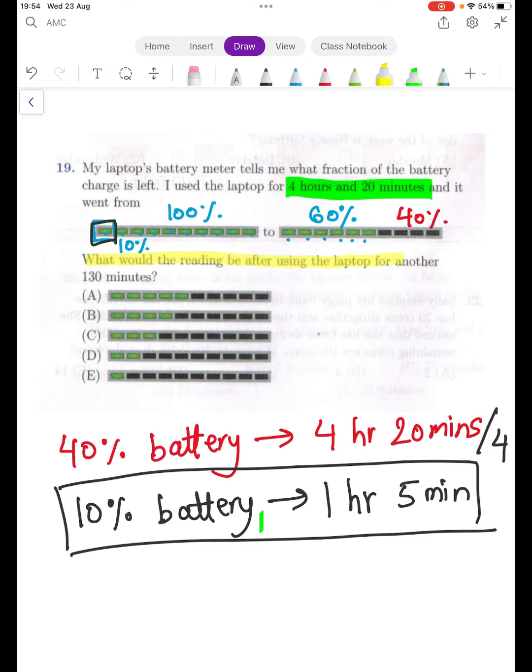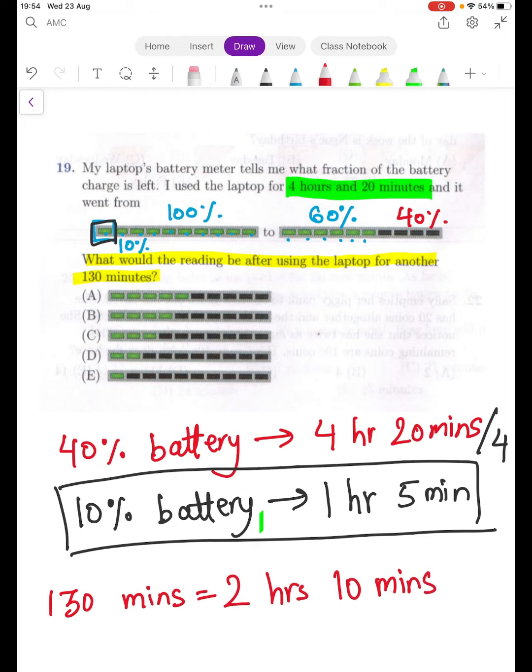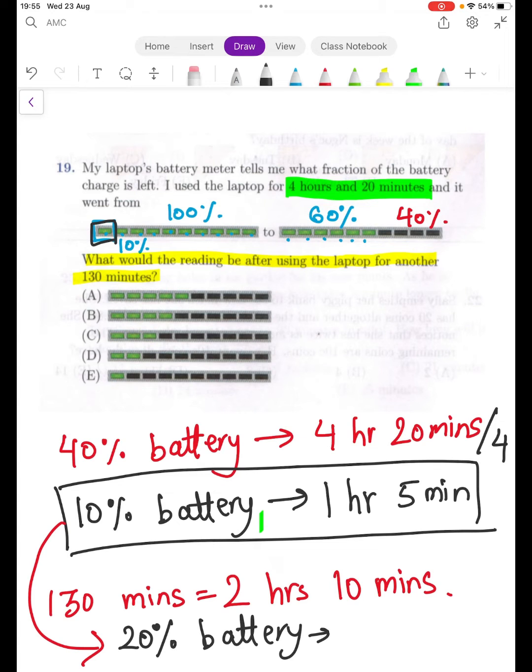Now let's read the rest of the question. What would the reading be after using the laptop for another 130 minutes? Now 130 minutes is, sorry, not 1 hour, 2 hours and 10 minutes. And we can see from here this would require 20% battery. So if we use the laptop for 2 hours and 10 minutes, it will drain 20% more battery.